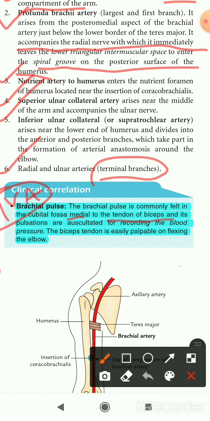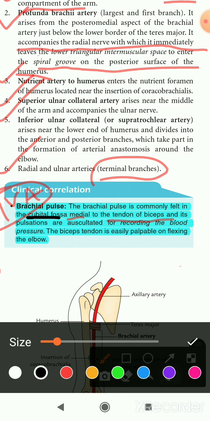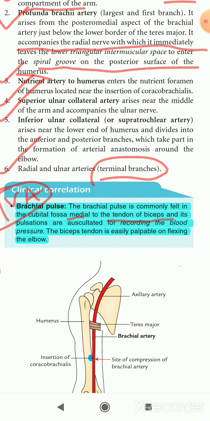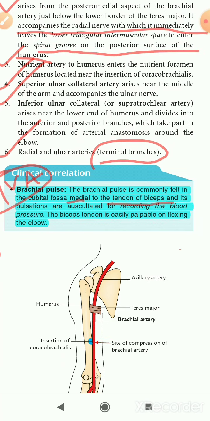It is actually located in the cubital fossa. Okay, the brachial pulse is commonly felt in the cubital fossa, just medial to the tendon of the biceps brachii, and its pulsation is ausculted for recording the blood pressure. That means for measuring the BP, the pulsation of the brachial artery is ausculted.